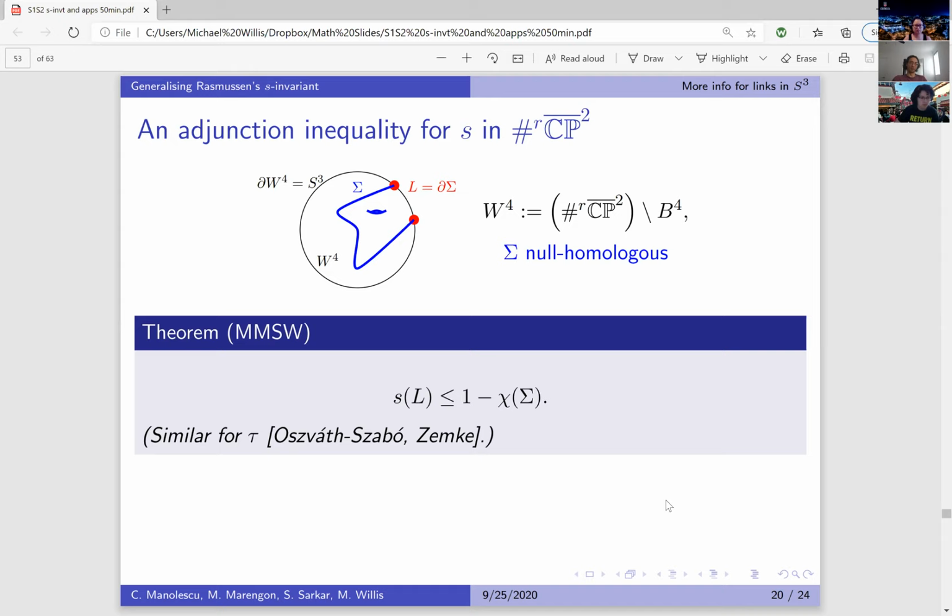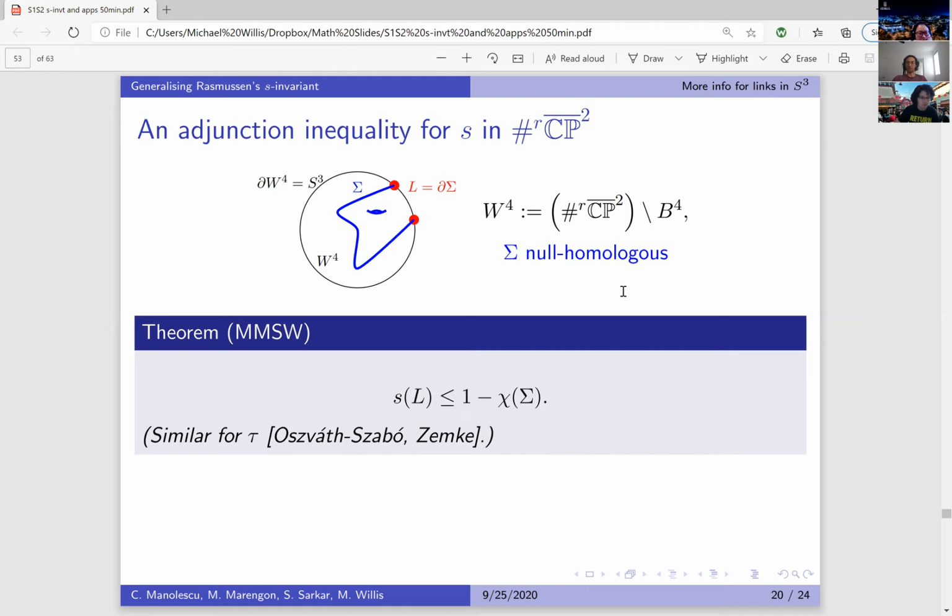There's a similar bound for tau. The bound for tau is more involved, or handles homologically essential surfaces, which we don't currently have the tools to handle. But for null homologous surfaces, the bounds look very, very similar.